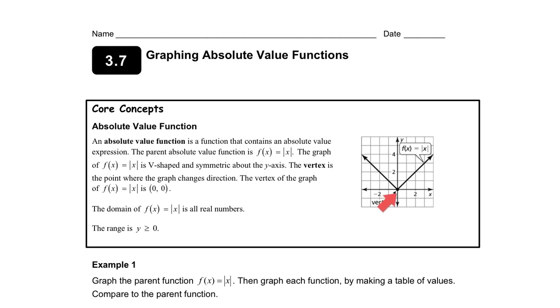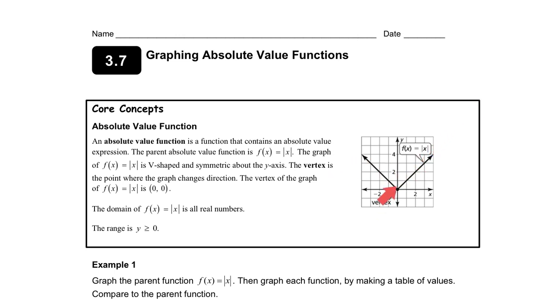And so the parent function, which is what all absolute value functions are based off of, is this exact function right here that starts at the vertex, and it has on the right hand side a slope of positive 1. So you go up 1 over 1, up 1 over 1 to the right, and then you can go up 1, left 1, up 1, left 1 for a negative 1 slope on the left, and that's what we call a parent function.